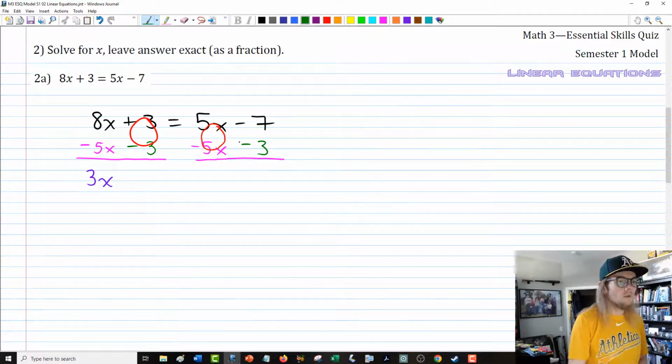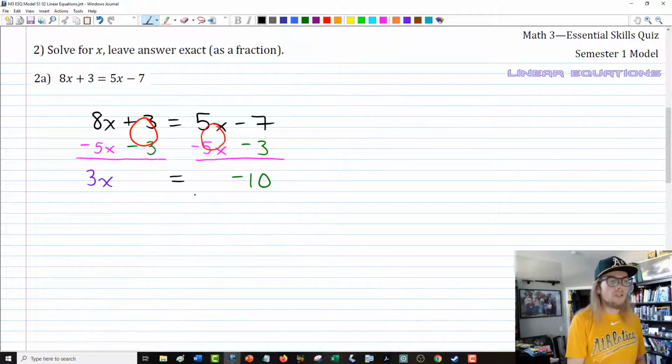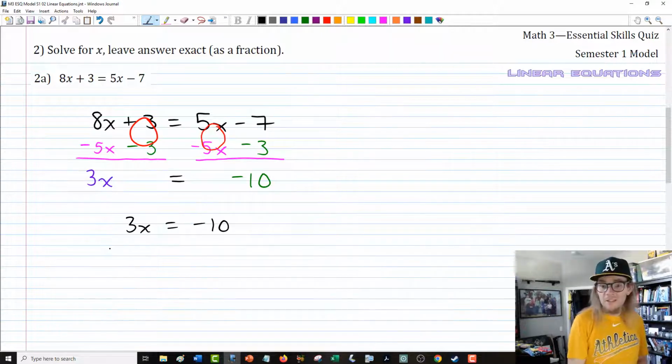But on the right side, we're going to end up with minus 7 minus 3, which is going to be minus 10. So that means where we've arrived is at the equation 3x equals negative 10. So if we're trying to solve 3x equals negative 10, we need to get x by its lonesome.